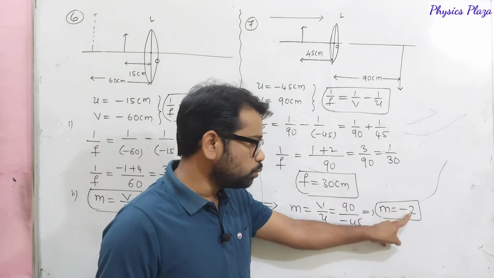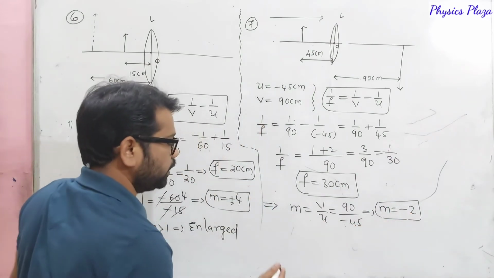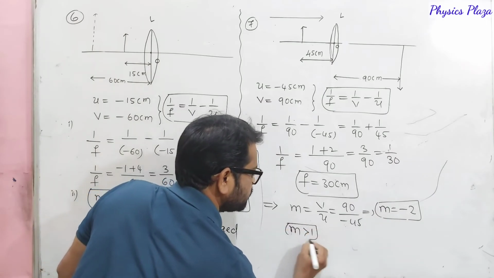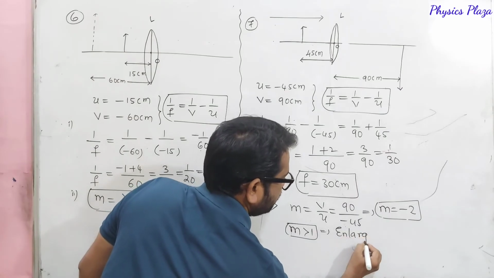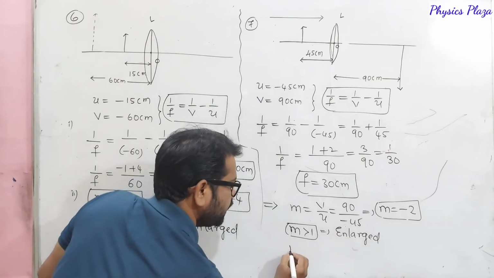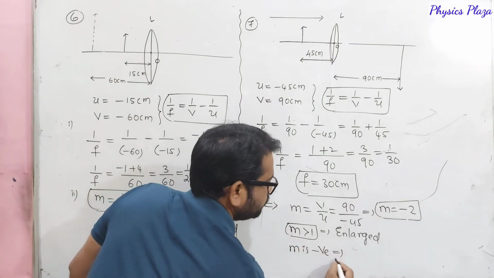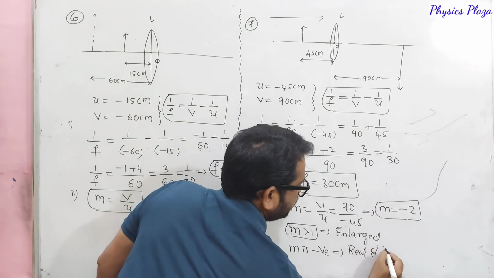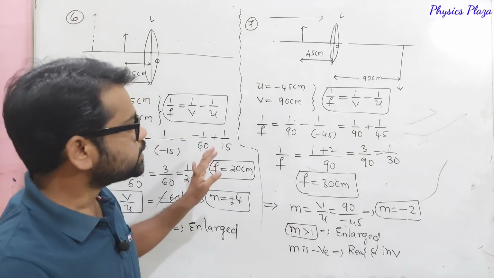Children, as m is 2, what does it mean? It is greater than 1 only. So m is greater than 1, which means it is an enlarged image, and here m is negative. m is negative, so it is real and inverted. Real and inverted. So this is how we have to write.